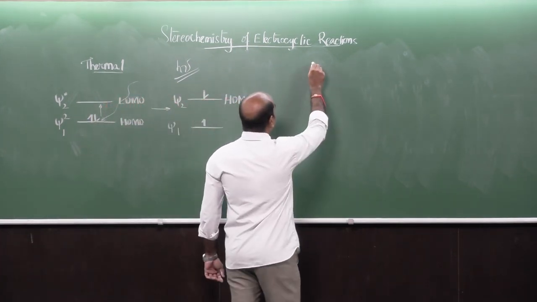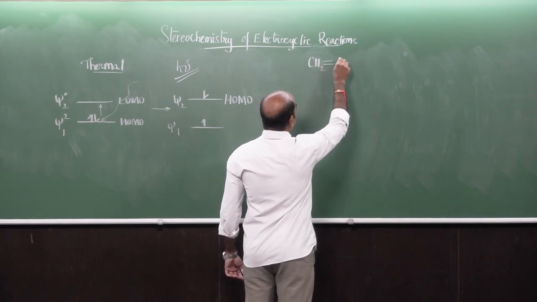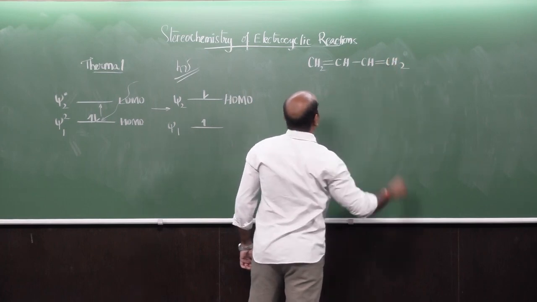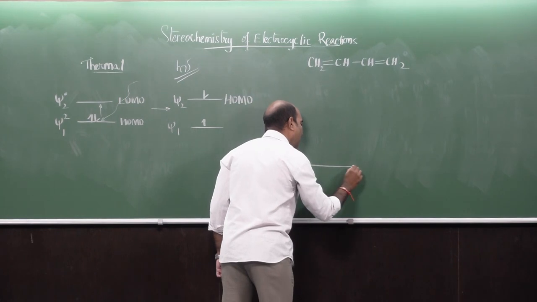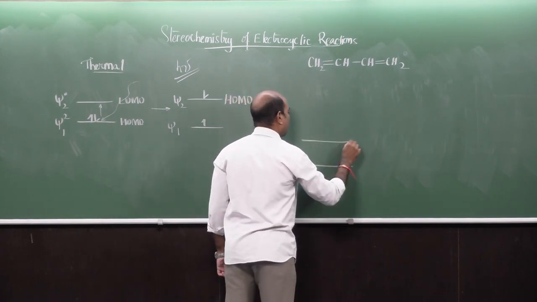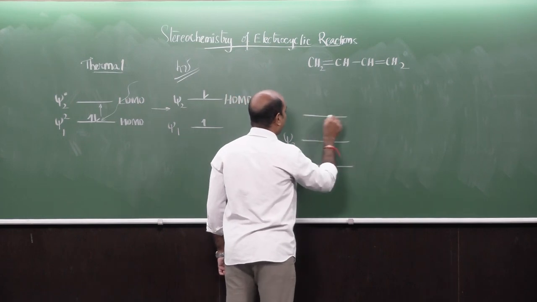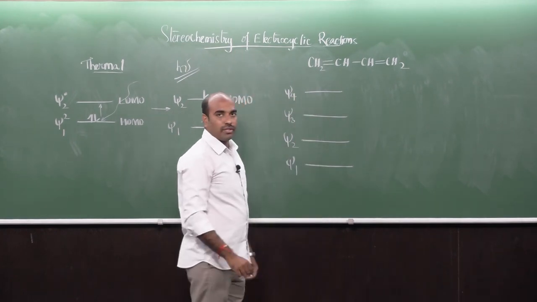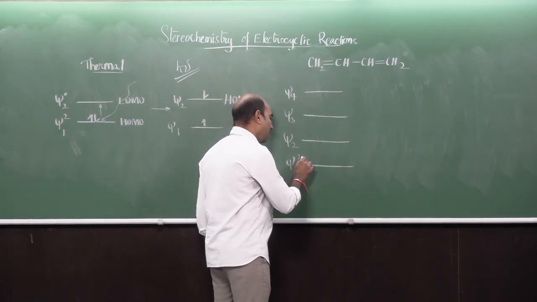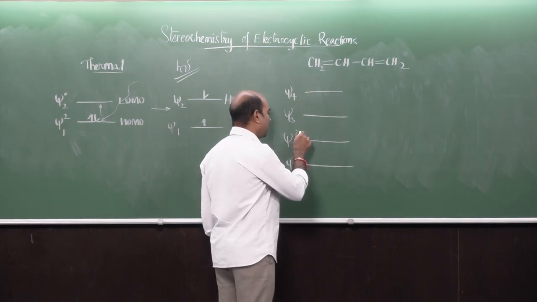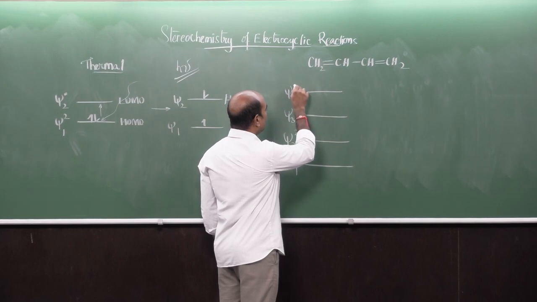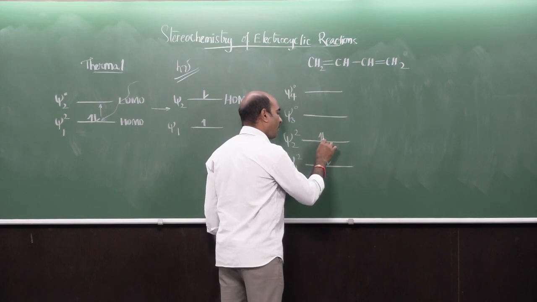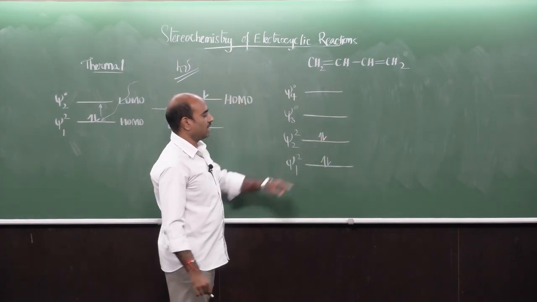For butadiene, CH2 double bond, there are four such molecular orbitals: psi 1, psi 2, psi 3 and psi 4. What is the electronic configuration here? Psi 1 can take 2 electrons, psi 2 will take 2 electrons, and psi 3, psi 4 are without electrons. So, in the ground state, the electrons are filled like this.